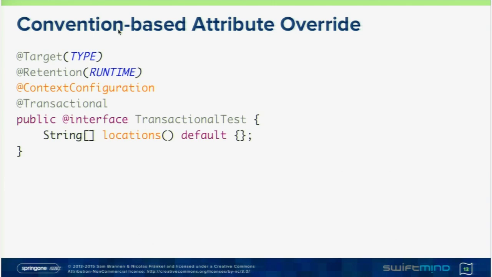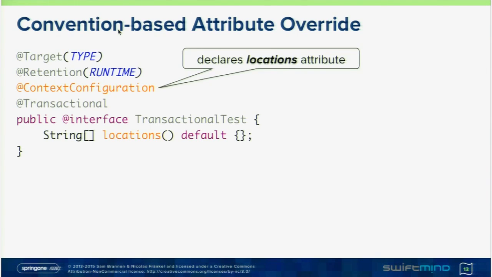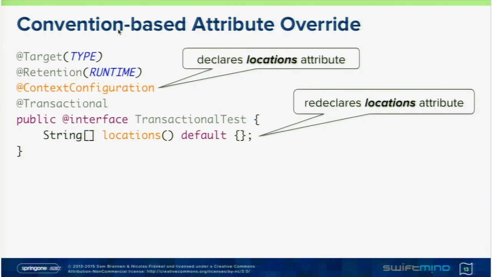So with a convention-based approach, we have something like this. We have our own custom transactional test annotation, so we want to reduce duplication within our test suite, where we have the same test configuration all over the place. We want to have @ContextConfiguration and @Transactional, and just use those on a lot of tests. So we come up with this @TransactionalTest annotation, and we specify here this locations attribute. It's the same as what's declared in @ContextConfiguration itself. So this is based on convention again.